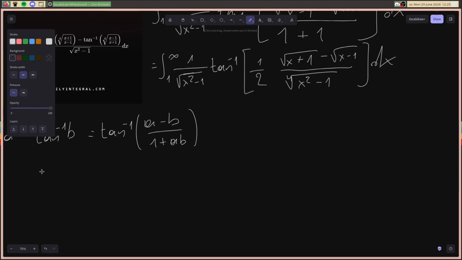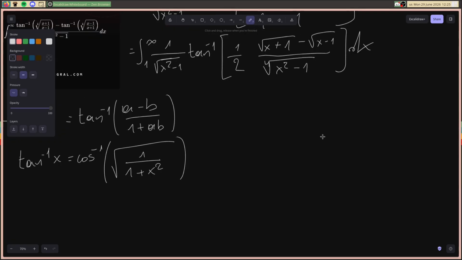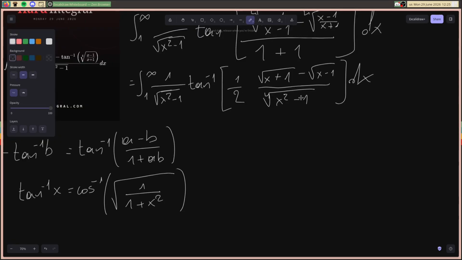Now, this next step is a very interesting one. There's another interesting identity, that the inverse tangent of x is equal to the inverse cosine of the square root of 1 over 1 plus x squared. And this is what we're going to have to do here. Yes, we will have to square the thing inside this bracket. So let's do it. And yes, this is a very grinding integral.